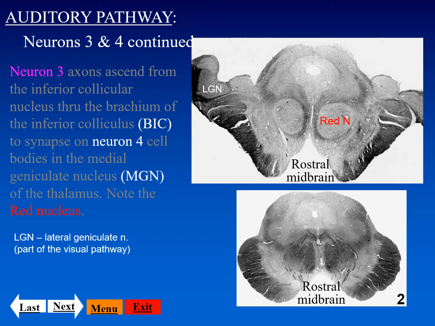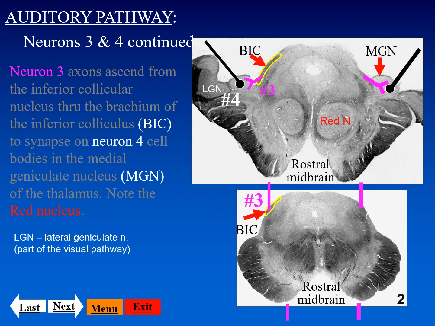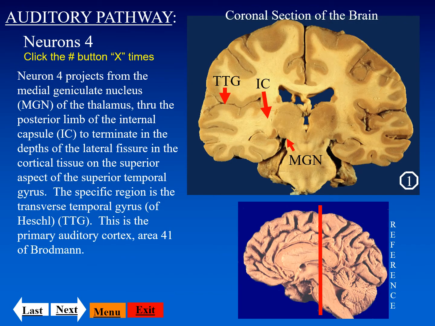In this image, we follow the axons of neuron 3 through the brachium of the inferior colliculus and synapsing on the cell bodies of neuron 4 in the medial geniculate nucleus of the thalamus. Axons of neuron 4 project through the posterior limb of the internal capsule to terminate upon the primary auditory cortex that is located in the transverse temporal gyrus, area 41 of Brodmann, within the depths of the lateral fissure.